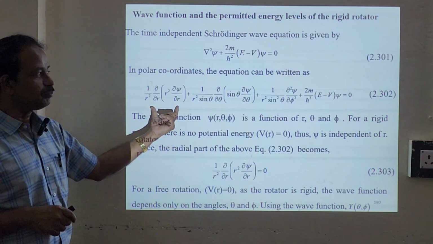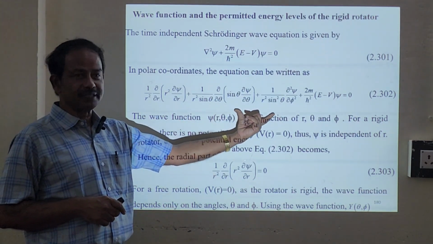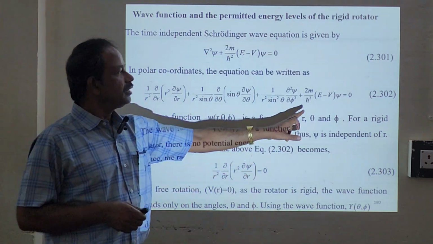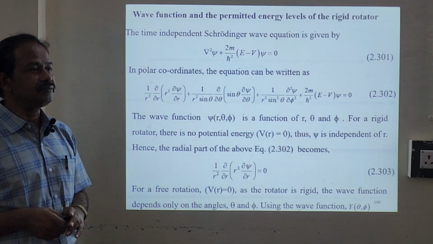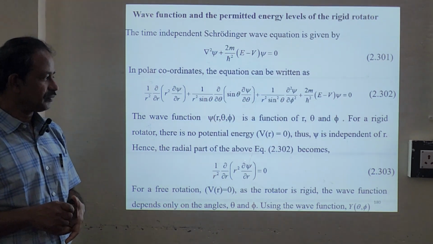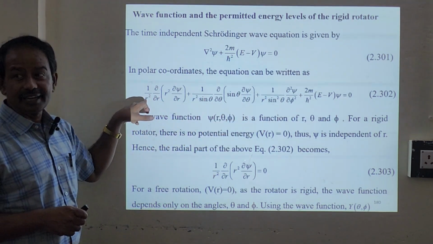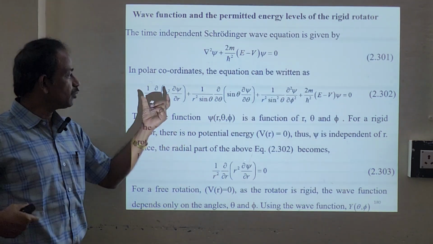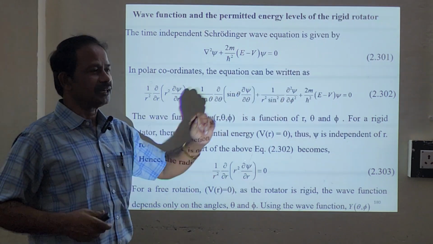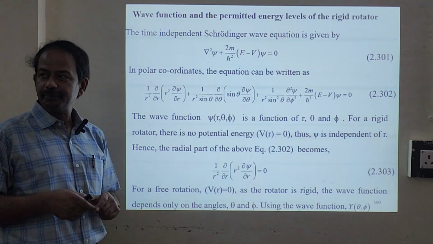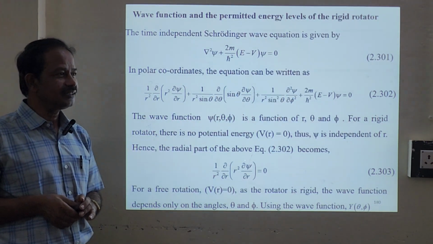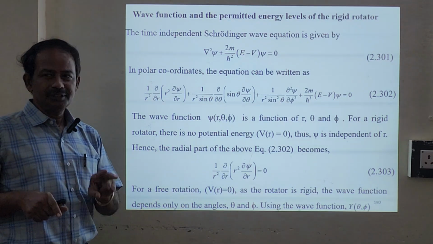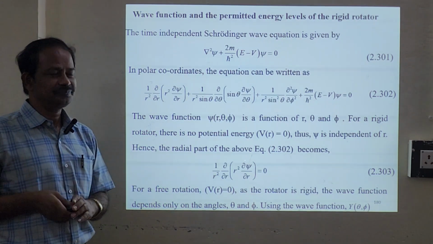So this is your radial part. This will be your theta and phi parts, the angular parts. That will be your energy term. And of course, we discussed just now that potential energy V equals 0. Also the radial part is equal to 0 because this is fixed. So we are going to omit this part and also the V part. The remaining part depends only on theta and phi, so theta and phi we can separate easily.